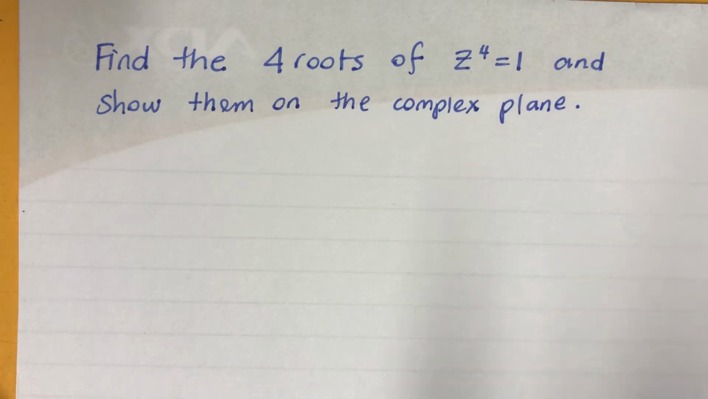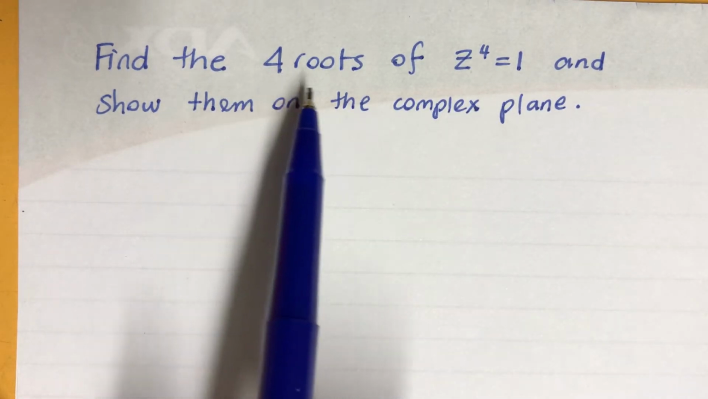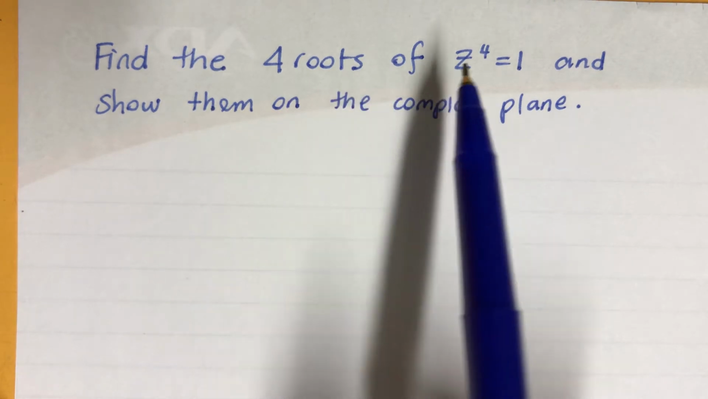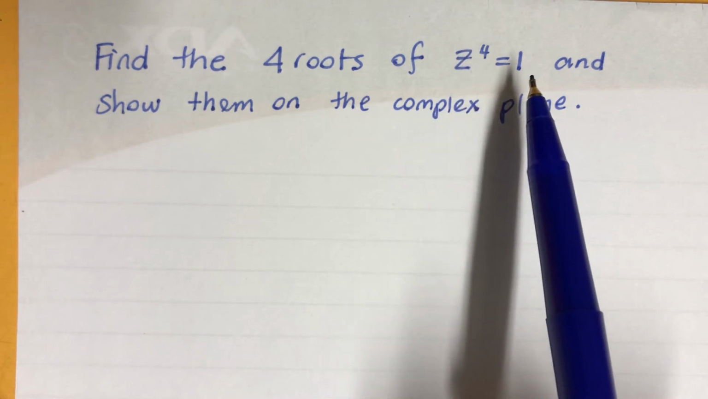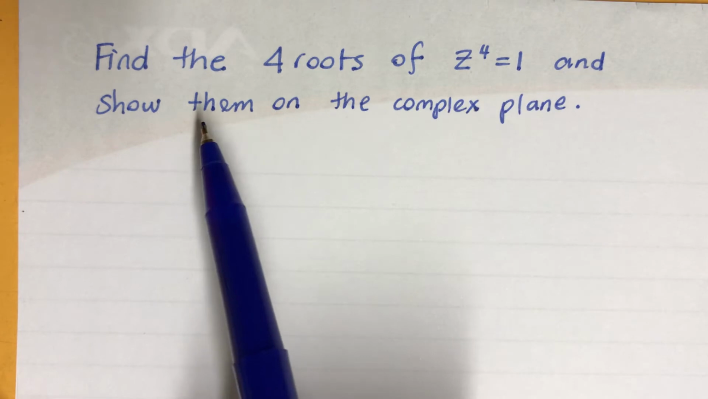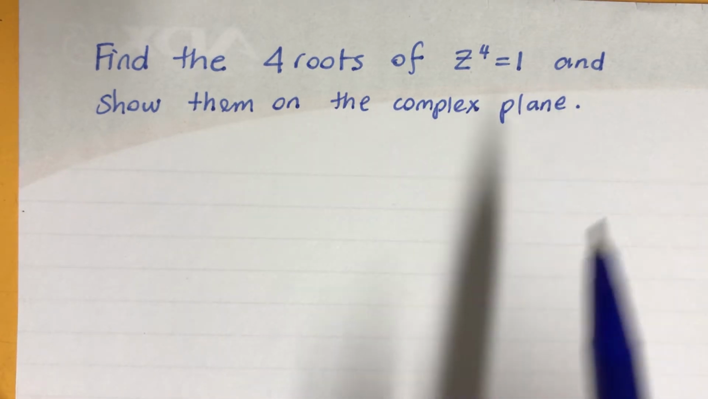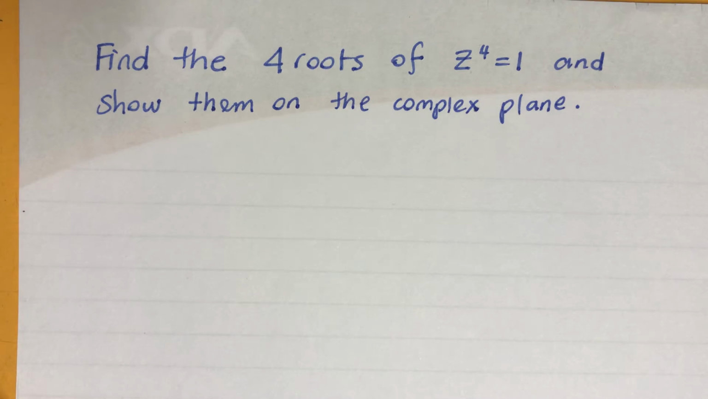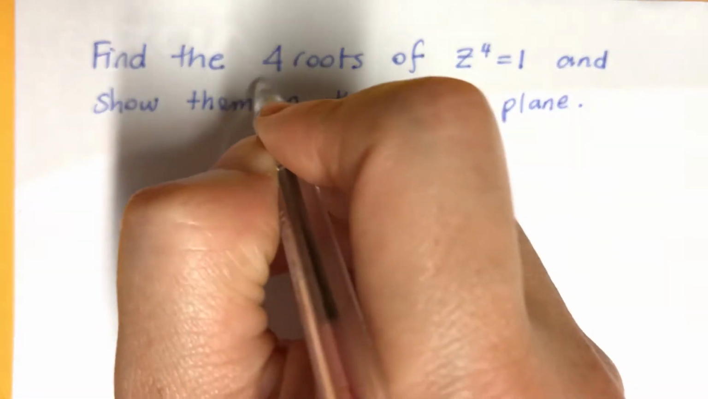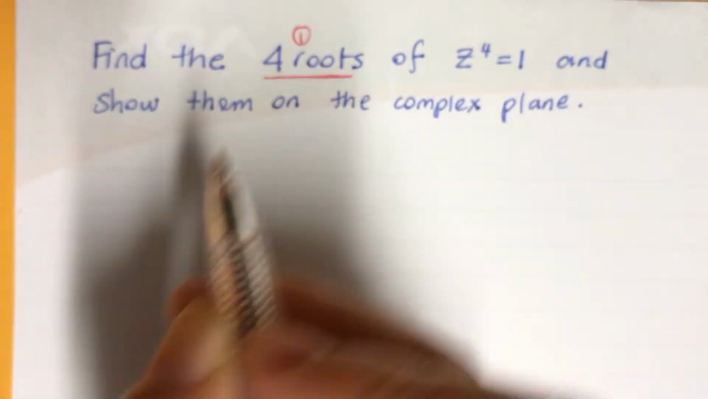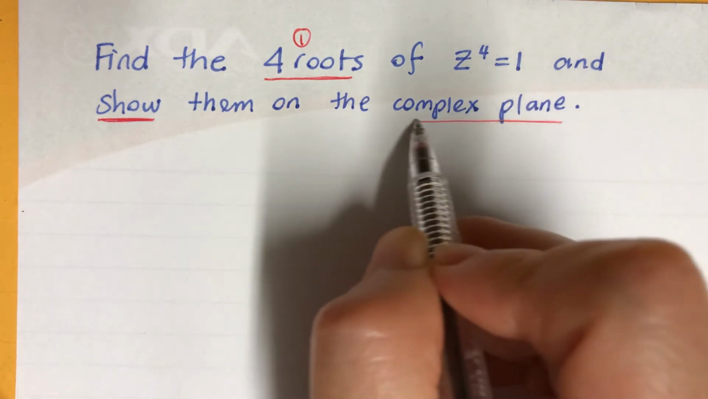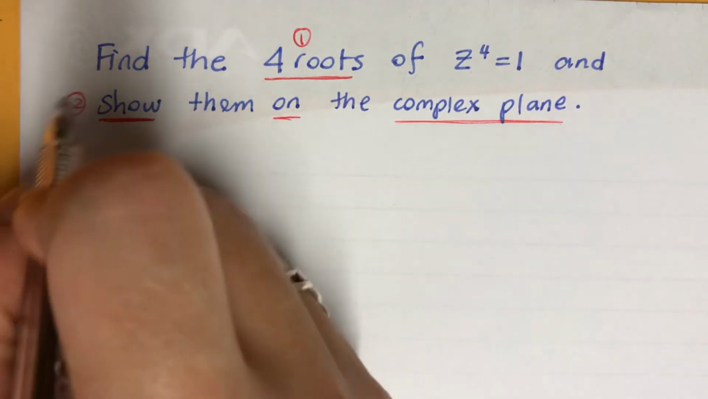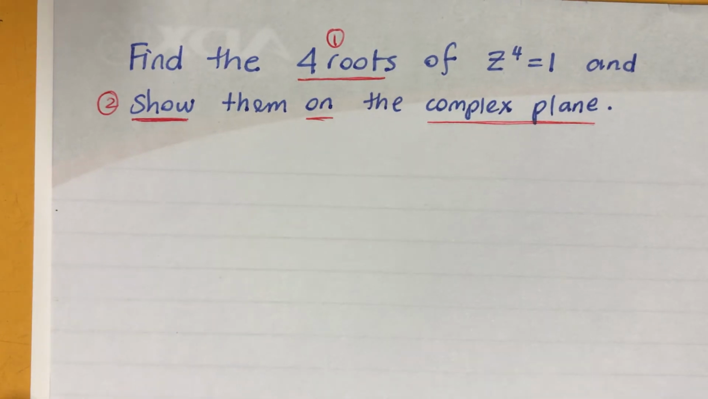Okay, so now I'm going to do the examples. Find the 4 roots of z to the power of 4. Before it was z to the power of 3, the cube equals 1. Now it's z to the power of 4 equals 1, and show them on the complex plane. So you've got to do 2 things here. First, we have to find the 4 roots, and then we have to show them on the complex plane.